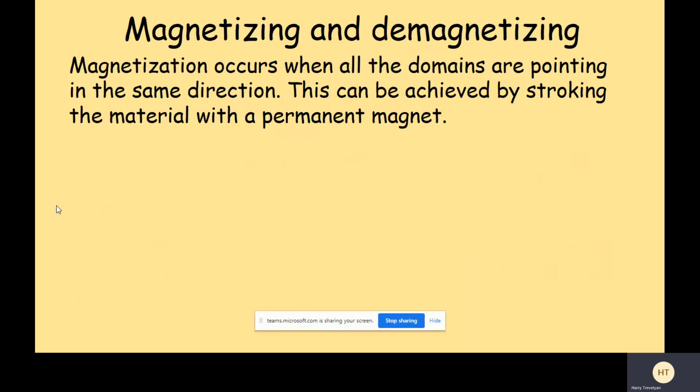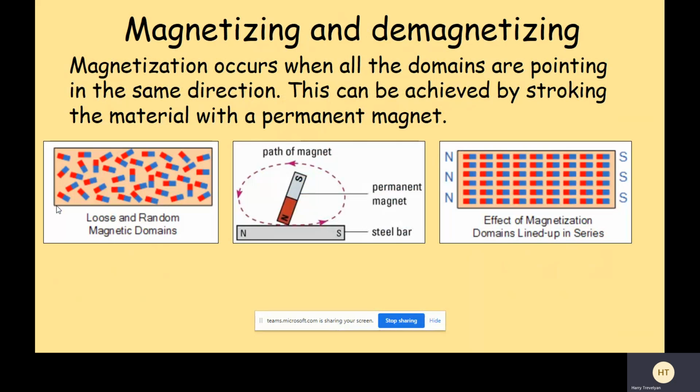But what happens when we magnetize and demagnetize a nail? Well, that's something we can explain here. So magnetization occurs when all of the domains are pointing in the same direction, and this can be achieved by stroking the material with a permanent magnet. If you look on the left-hand side, we've got the same unmagnetized material. Those domains are pointing every which way. They're not aligned, right? They're pointing differently.